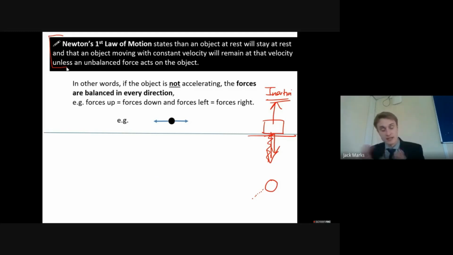The other side of that is that if forces are unbalanced, things will start accelerating. And you'll see later, we'll talk about this a little bit more. But if you have one force and it outbalances the other, things will begin accelerating.